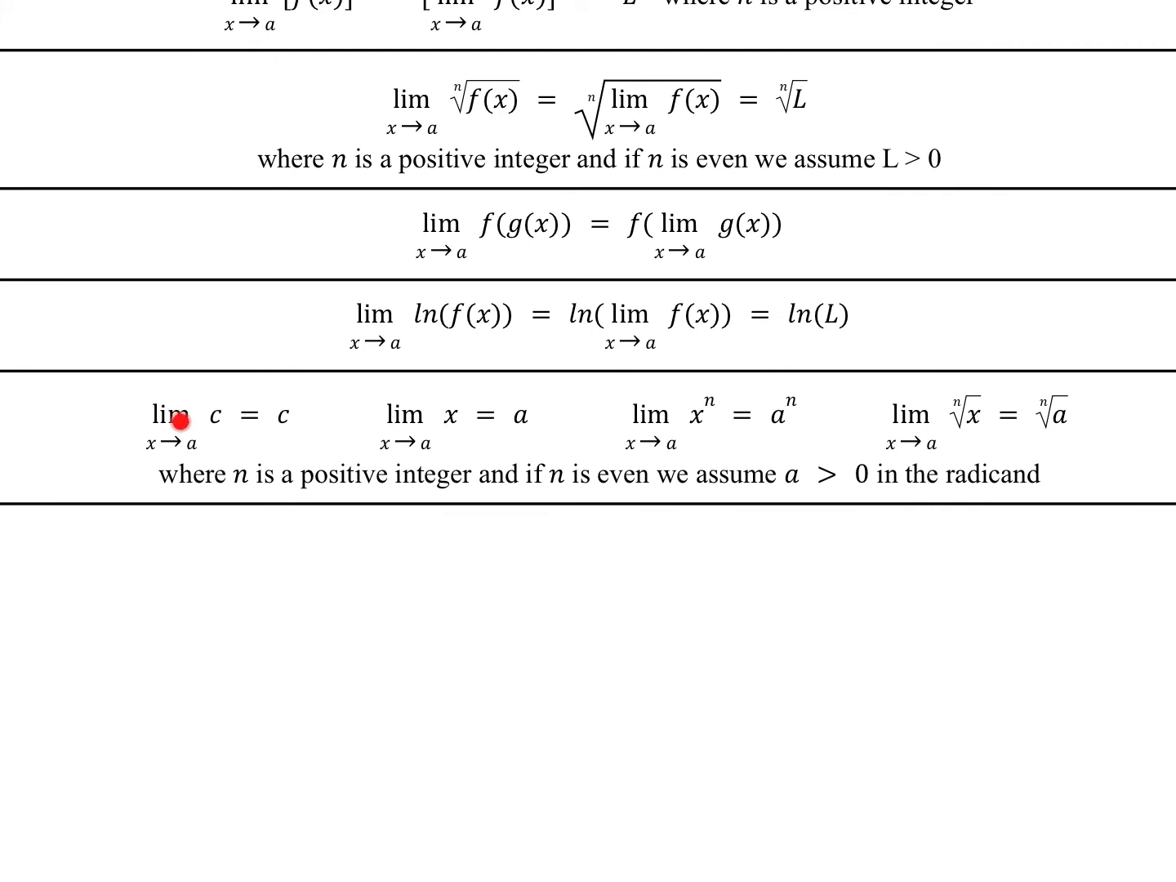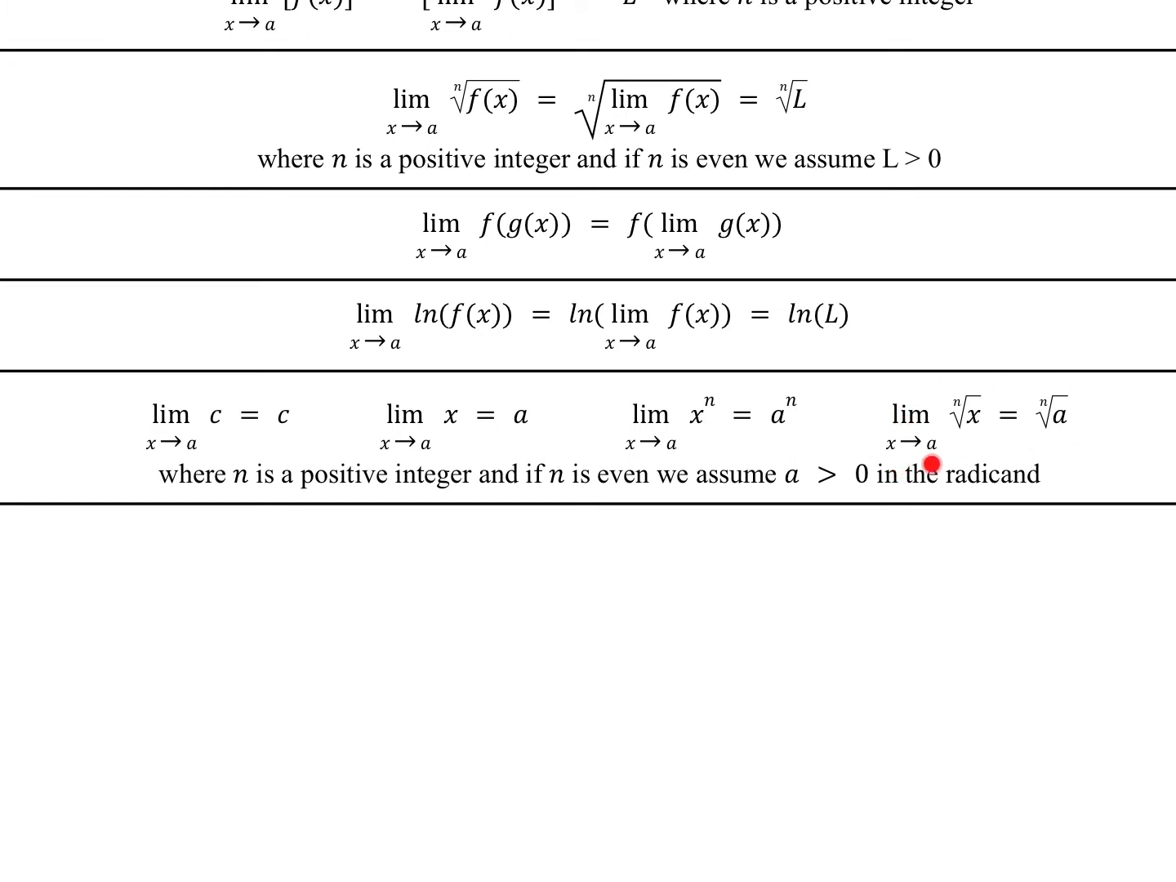This is called a constant limit. So the limit as x approaches a of c, remember c is just a constant, will just always equal c. Here, this is called an identity limit. The limit as x approaches a of x will equal just simply a. And then here, we have the limit as x approaches a of x to the power of n equals a to the power of n. So you can see in these two, we're essentially just doing direct substitution, and same with this one right here.